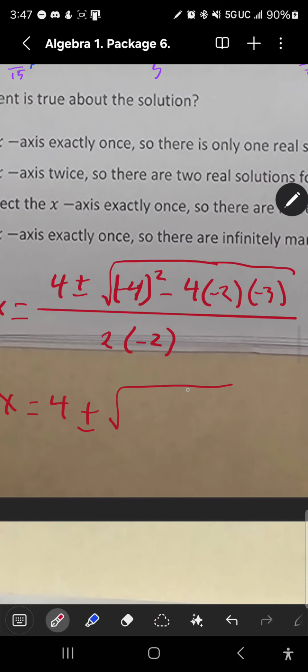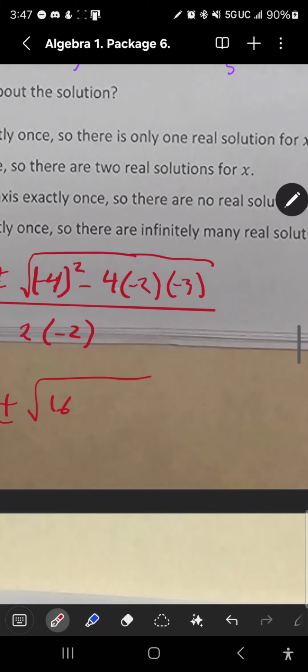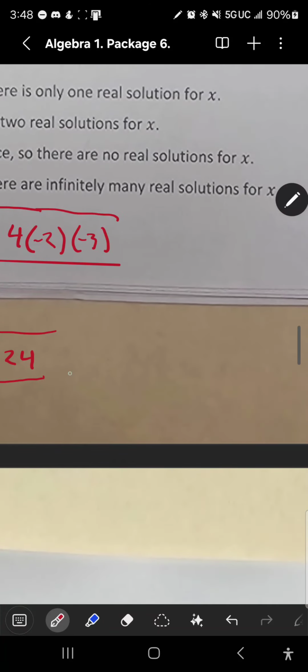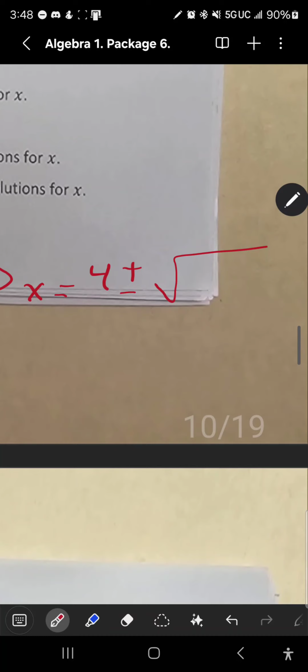Negative 4 squared is just 16. Now, negative 4 times negative 2 is positive 8. Times negative 3, 8 times negative 3 is negative 24. 2 times negative 2 is negative 4. And then from this we have that x equals 4 plus minus square root of 16 minus 24, which will be minus 8, over negative 4.